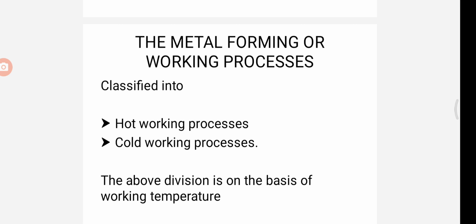So in this video we are going to discuss the metal forming process. The metal forming process is also known as the working process. It is mainly classified into two types: hot working and cold working. What is the hot working process and what is the cold working process? The above division is on the basis of working temperature. So when we are discussing the hot working process and the cold working process, it depends upon the working temperatures.